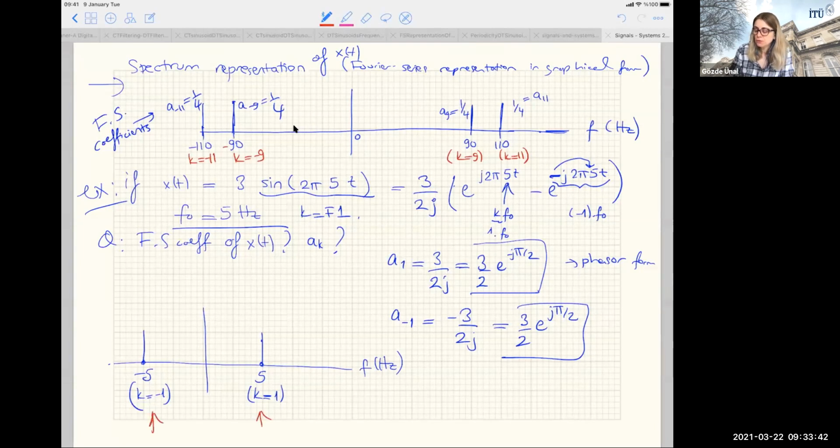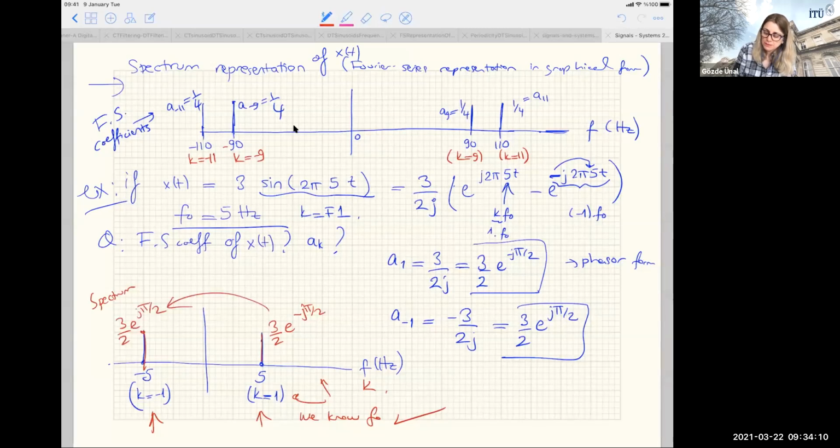Because sometimes we show it by k and just show it as discrete k, 1, 2. Because once we know f0, of course, we know the fundamental frequency. So k, f0 are really what are coming here. So these are now in the spectrum representation, really 3 over 2 e to the minus j pi over 2. This is A1. This is 3 over 2 e to the j pi over 2. And you see these are really complex conjugates. We will show for real signals, Fourier series of plus minus k are complex conjugates of each other.